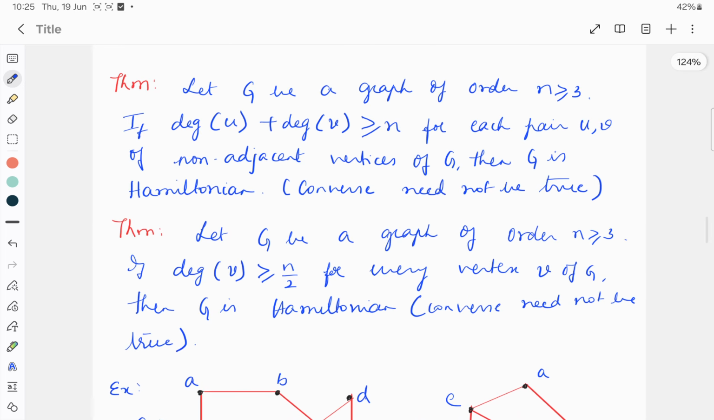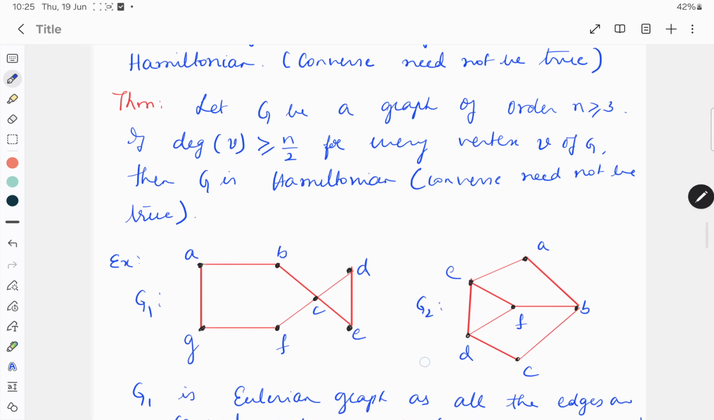Next, we have another theorem which states: let G be a graph of order n greater than or equal to 3. If the degree of each vertex v is greater than or equal to n by 2 for every vertex v of G, then G is Hamiltonian. Again, for both the theorems, the converse need not be true.